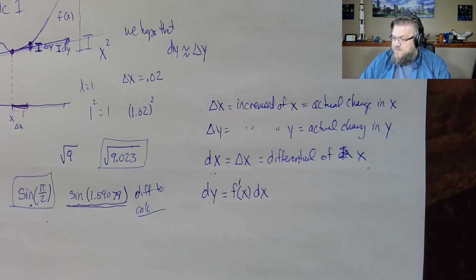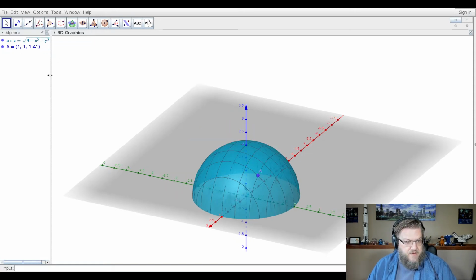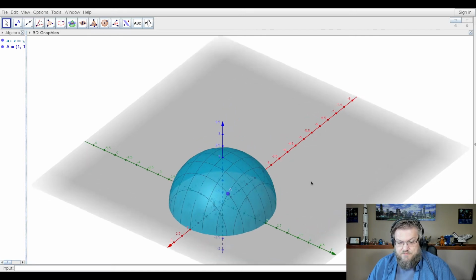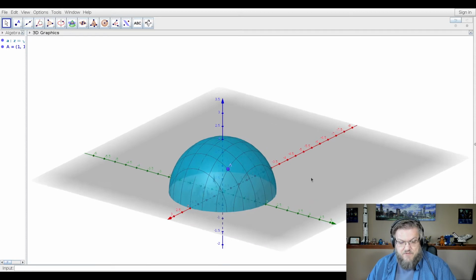So now the case becomes the following. Suppose I have a function here, right? And I don't really know its formula, let's say, right? But I do know that when x is 1 and y is 1, the surface is square root of 2, okay? And this is the shape that I have right here, right?